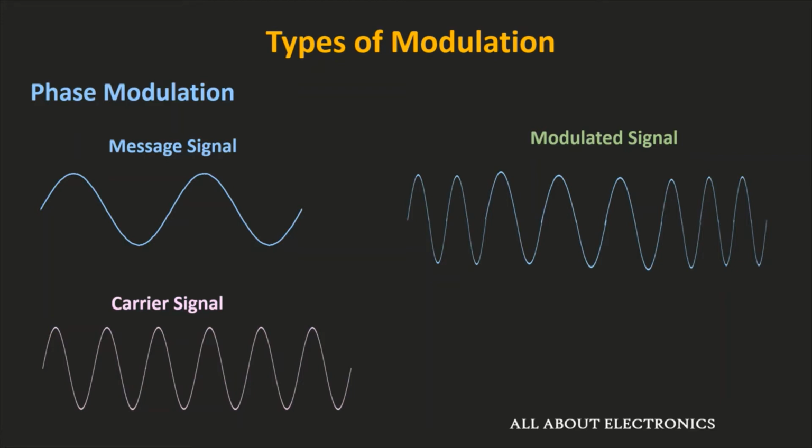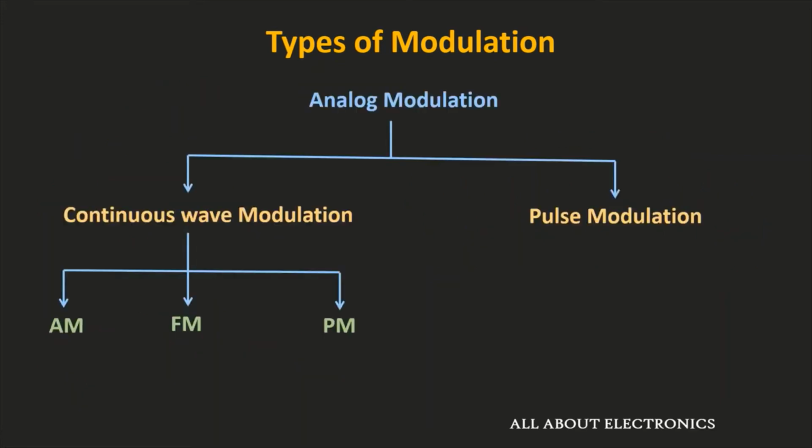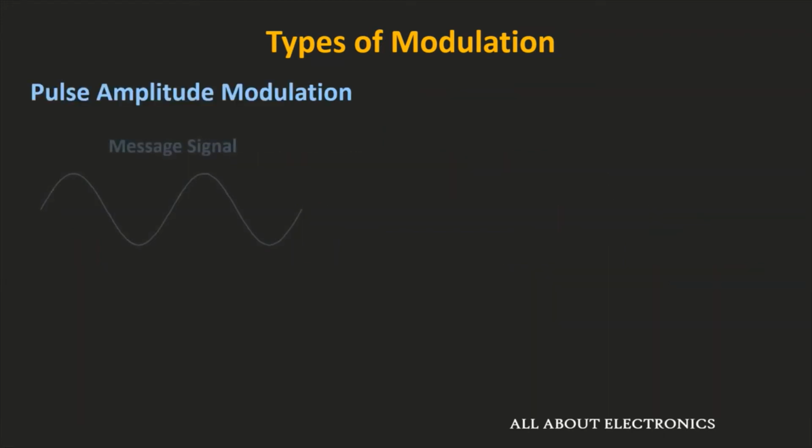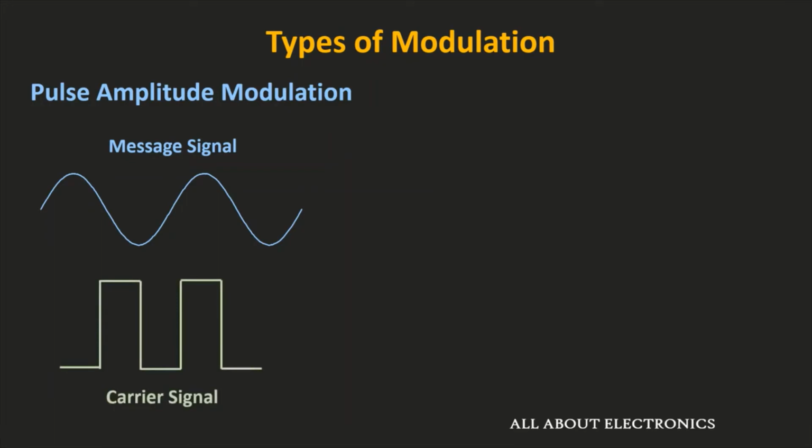Alright, so now let us see the different types of pulse modulation techniques. So mainly there are four different types of modulation techniques, that is pulse amplitude modulation, the pulse width modulation, the pulse position modulation and the pulse code modulation. So let us briefly see all these techniques one by one. So in all these modulation techniques, the message signal is analog in nature while the carrier signal is a pulse train of the finite frequency.